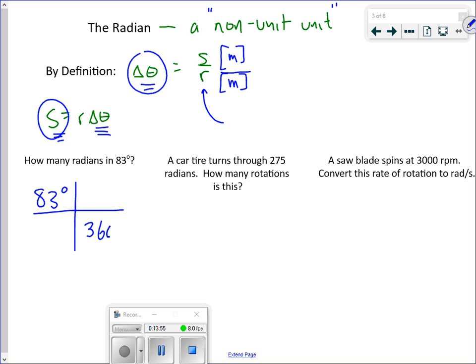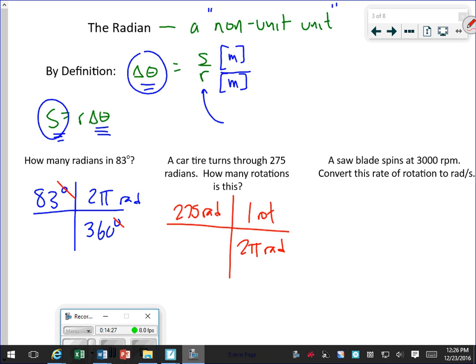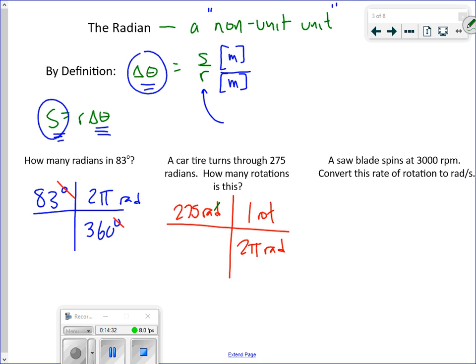Let's see, in a full 360, there's 2 pi radians. Okay, a car tire turns through 275 radians. How many rotations is that? Well, I know that there's 2 pi radians in a full circle, which is 1 rotation. I'm doing a little factor labeling here to convert from radians to rotations, and you get what you get.